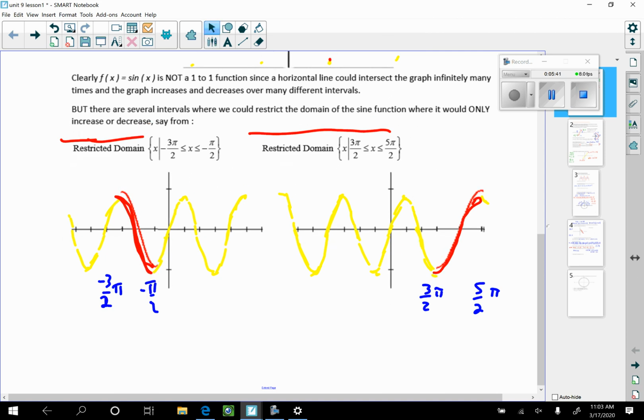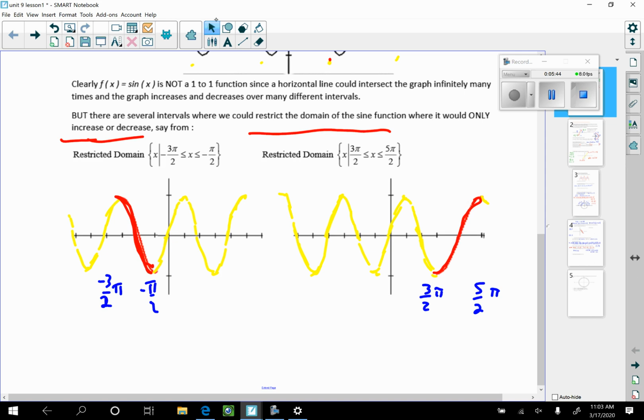Look, the yellow is the graph of the entire sine graph. But if I restrict the domain from -3 pi over 2 to -pi over 2, my graph is only decreasing. Then a horizontal line would cross it only once, and I could be talking about the inverse. Or you know what? I don't want to restrict it over here. I want to restrict it over here, to 3 pi over 2 to 5 pi over 2. Again, I have a domain that allows the sine to be only increasing.